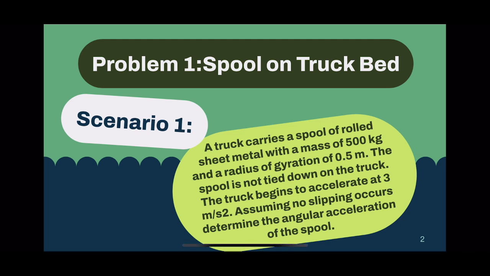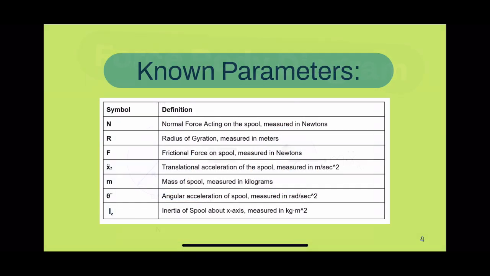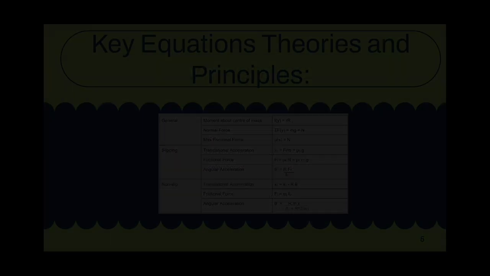To set up this task, we developed a free body diagram to demonstrate and visualize the forces acting on the spool. The diagram identifies the normal, weight, and frictional force. We also created a kinetic diagram to outline the angular and translational acceleration. Through analysing these, we were able to determine the known parameters, which played an integral role in solving the problem.